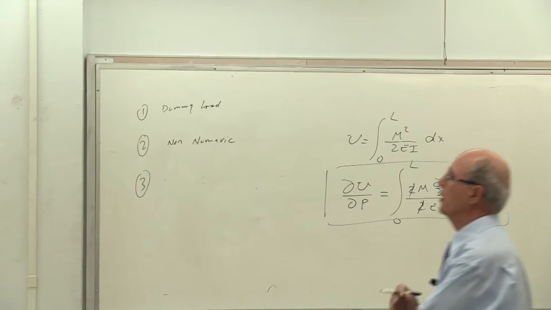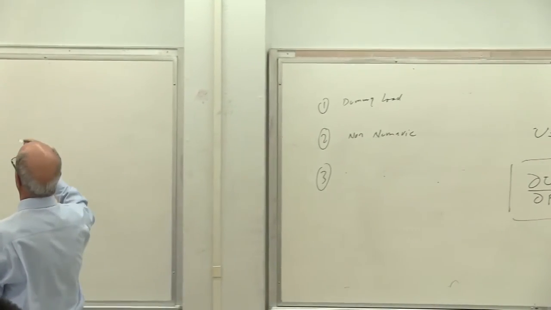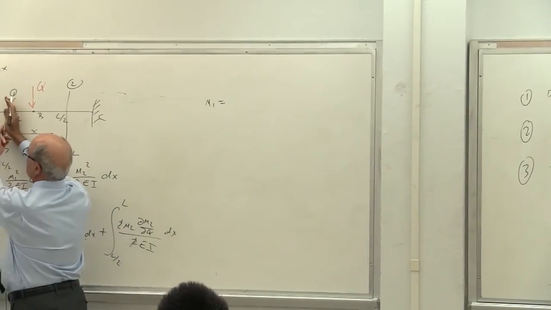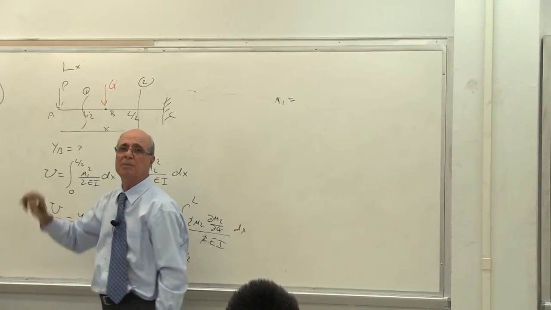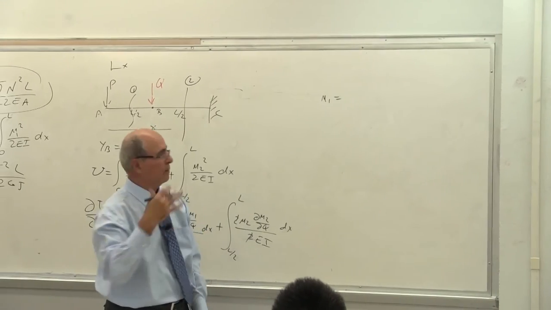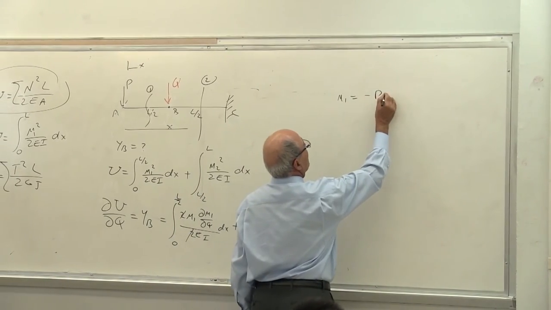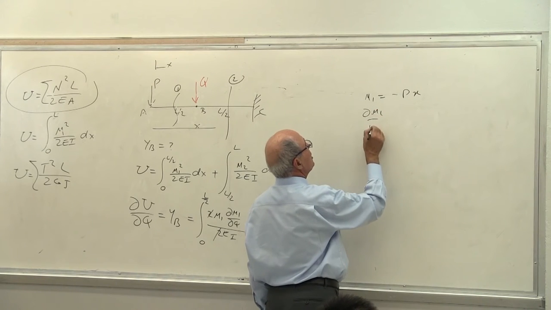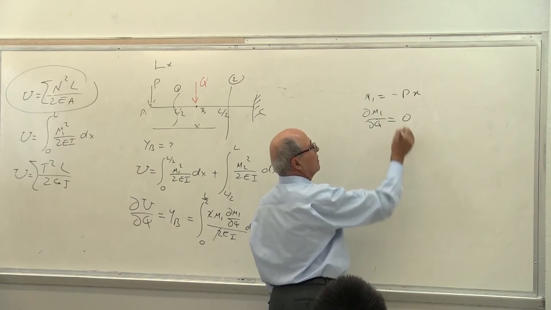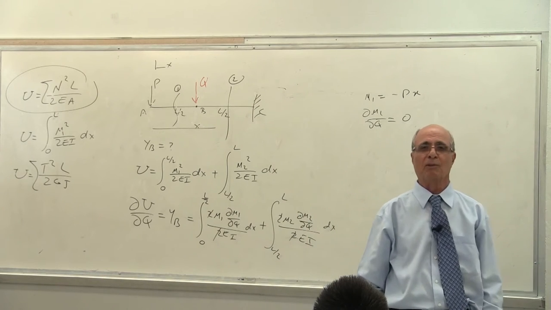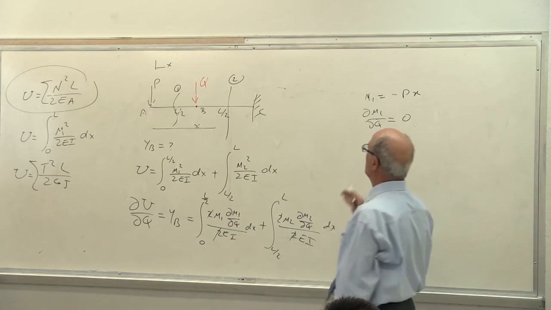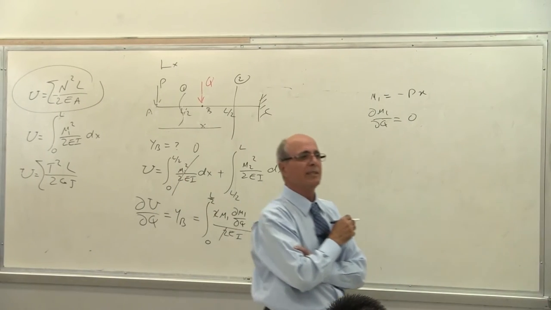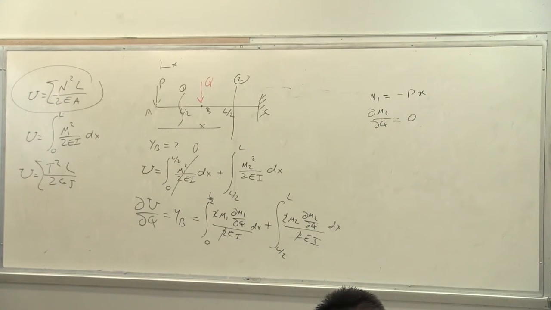Okay, let's see what is M1 now equal to. You should have no problem with that one. I put my hand here, this is the X. What's the M1 equal to? P times X. Plus or minus? Minus. Very good. So minus PX, correct? What's its derivative? What's dM1 by dQ? Zero. There is no Q. So look, this is the beauty of this method. Immediately, this goes to zero. I don't even need it. It does not have any effect there. Is that correct or not?